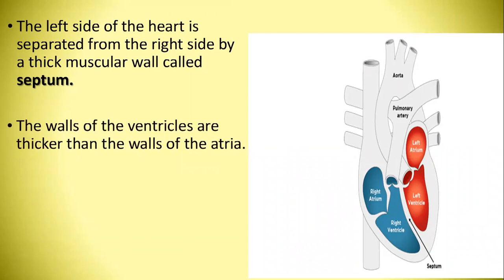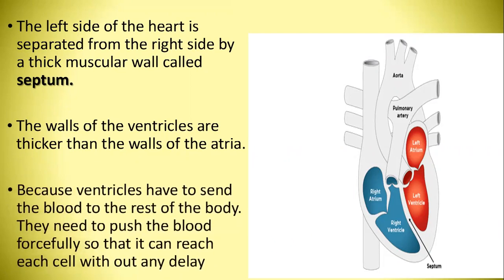The walls of the ventricles are thicker than the walls of the atria. Because ventricles have to send the blood to the rest of the body, they need to push the blood forcefully so that it can reach each cell without any delay.